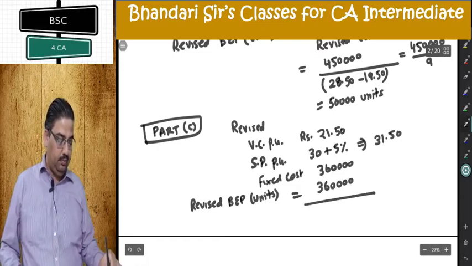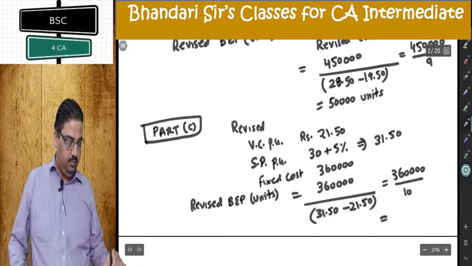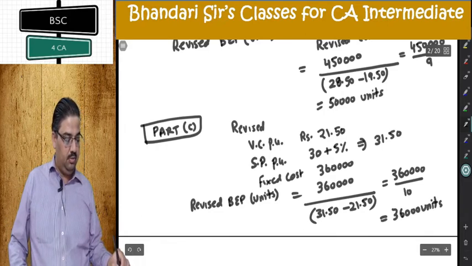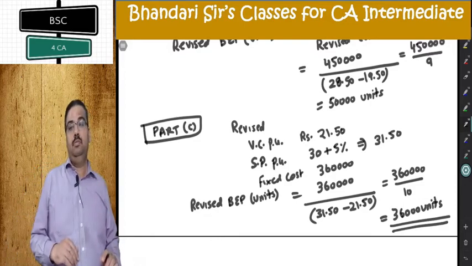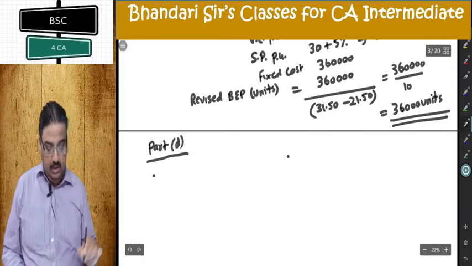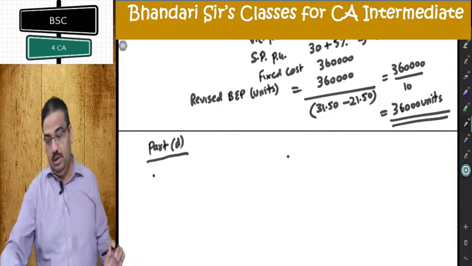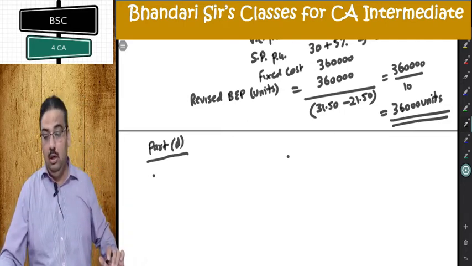3,60,000 divided by 31.50 minus 21.50. That is 3,60,000 divided by 10 rupees. This is 36,000 units. This is part C. Part D. It's a different part. Let's try to understand this. Refer to original data. We have always referred to the original data.